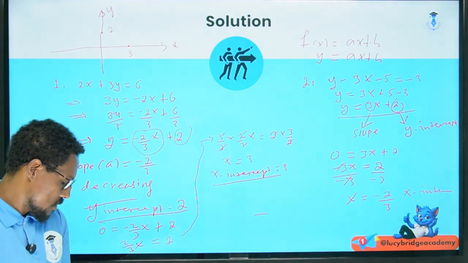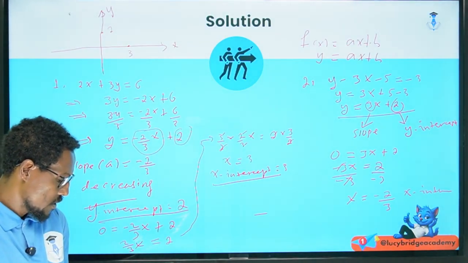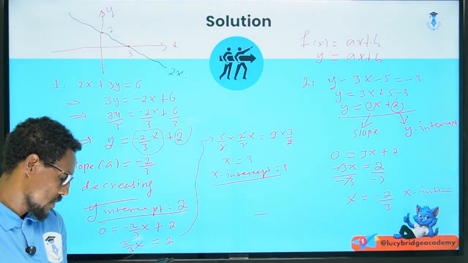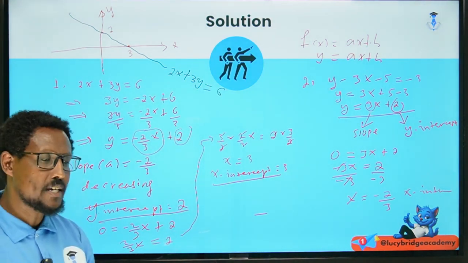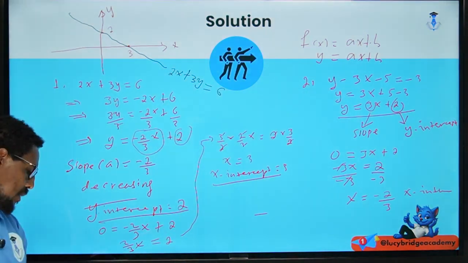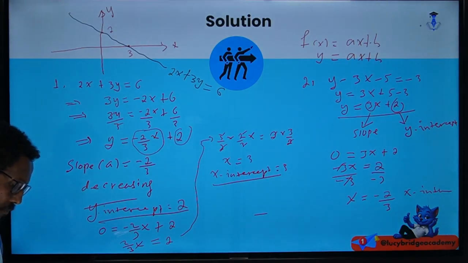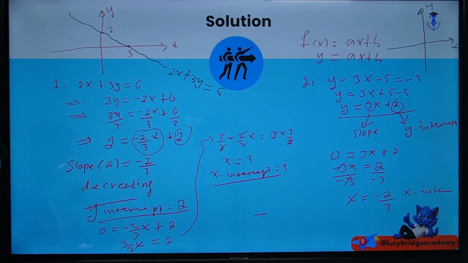So this is 2x plus 3y is equal to 6, the equation of the line, okay? The graph of the given function looks like this one, whereas for the second one, this is x, this is y, okay?